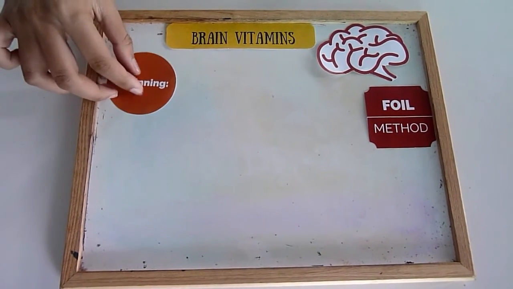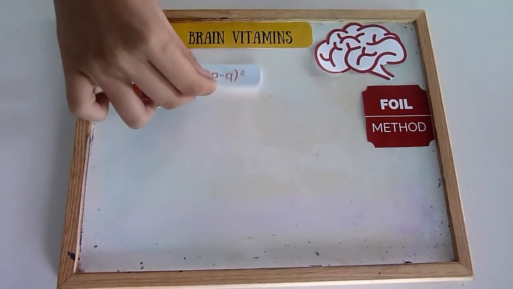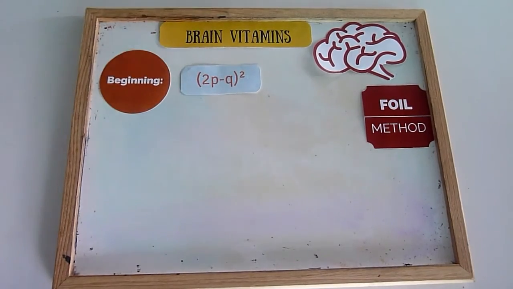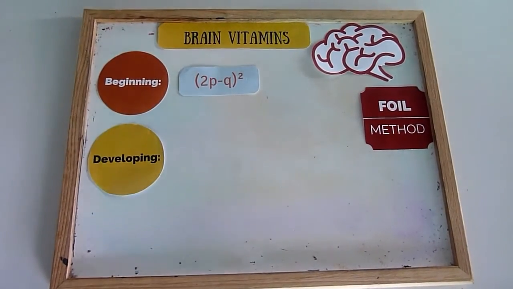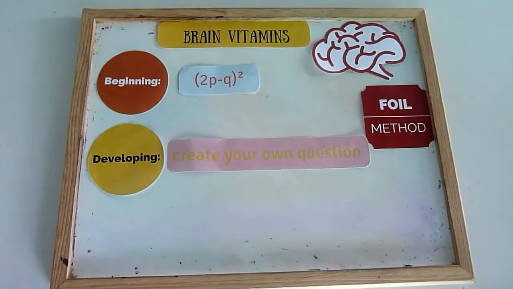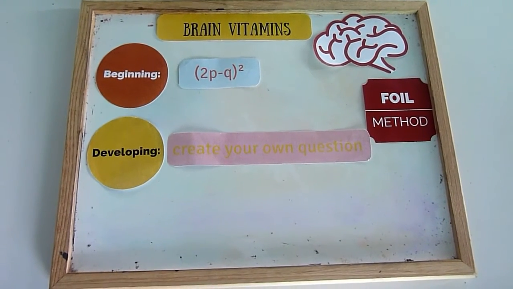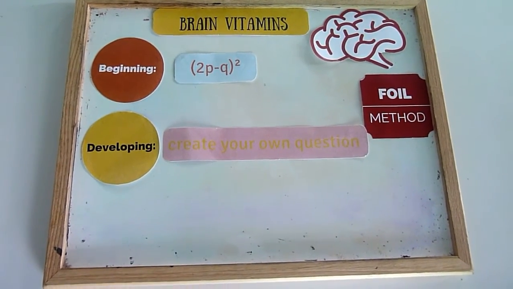For beginning, using the FOIL method we've just learned, challenge your brain with this question. Developing buddies, create your own question and use the FOIL method to solve it. But don't make it too simple. You know you can do a much tougher question, don't ya?